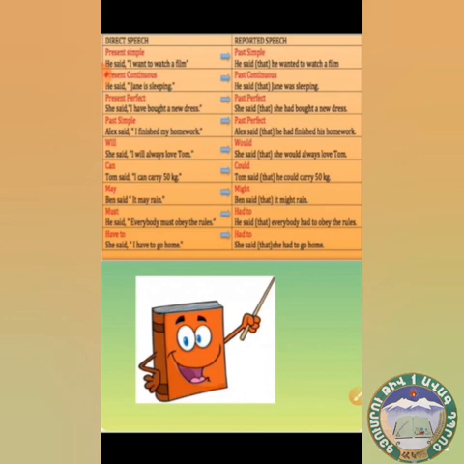Must. He said, everybody must obey the rules. Changes into had to. He said that everybody had to obey the rules. Have to. She said, I have to go home. Changes into had to. She said that she had to go home.